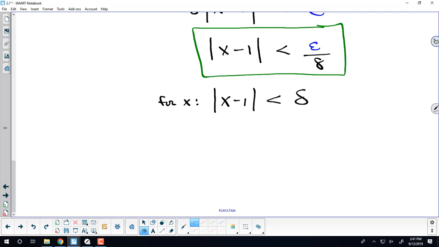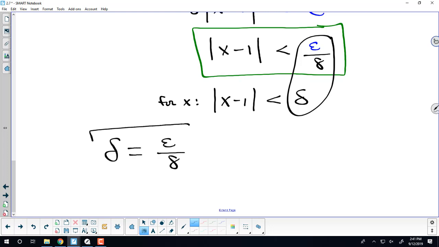What does delta have to be? 1 over 8. Not 1 over 8. Epsilon over 8. Yeah, that's it, right? This was our statement involving x. This is what we've whittled it down to. So these two things have to be the same in order for those inequalities to hold. So all we would say is that delta has to be epsilon over 8, if all we were trying to find is the delta.